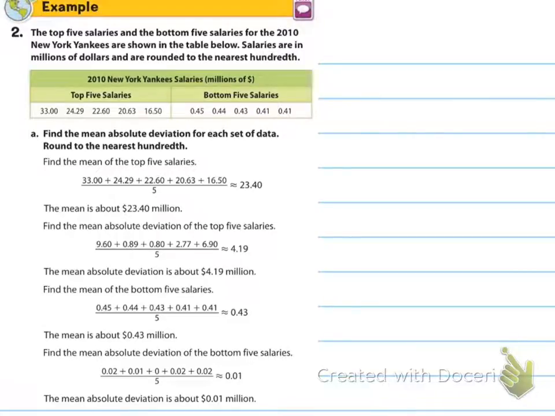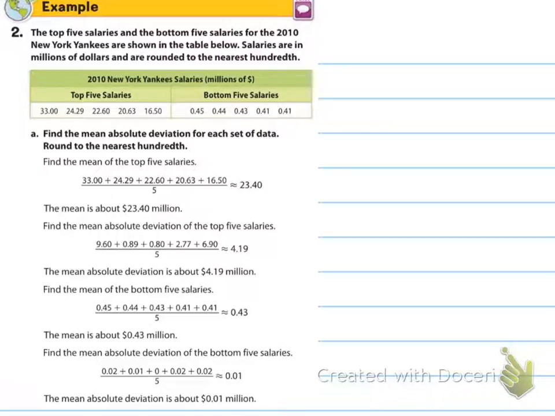All right, so here's an example. It says the top 5 salaries and the bottom 5 salaries for the 2010 New York Yankees are shown in the table below. Salaries are in millions of dollars and are rounded to the nearest hundredth. Oh, wow. So the top 5 salaries, we've got somebody making $33 million, $24 million, $22 million, $20 million, $16-ish million. And then on the low end, they're not even making a full million. They're not even making $500,000. They're like 0.45, 0.44. So they're making like $450,000, $440,000, $430,000, that kind of thing, okay? Instead of making the cool mills that the top guys are making.